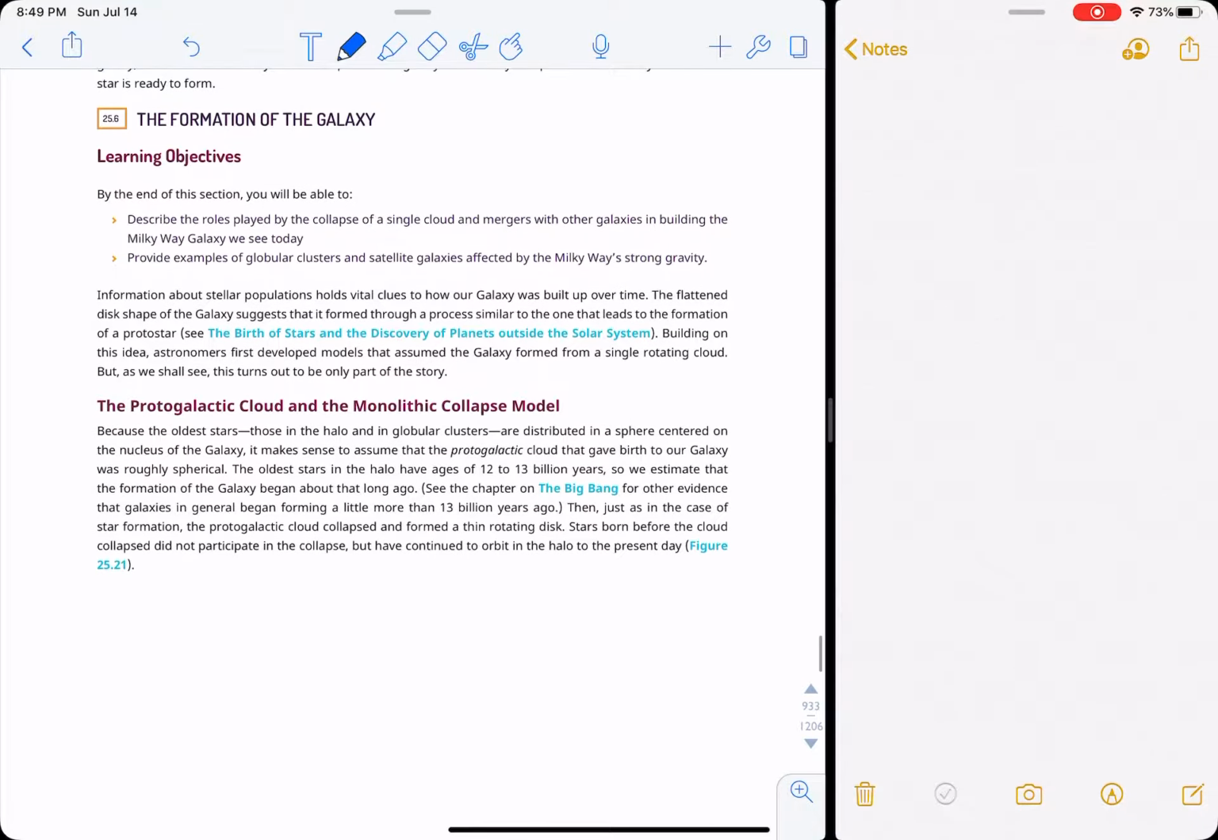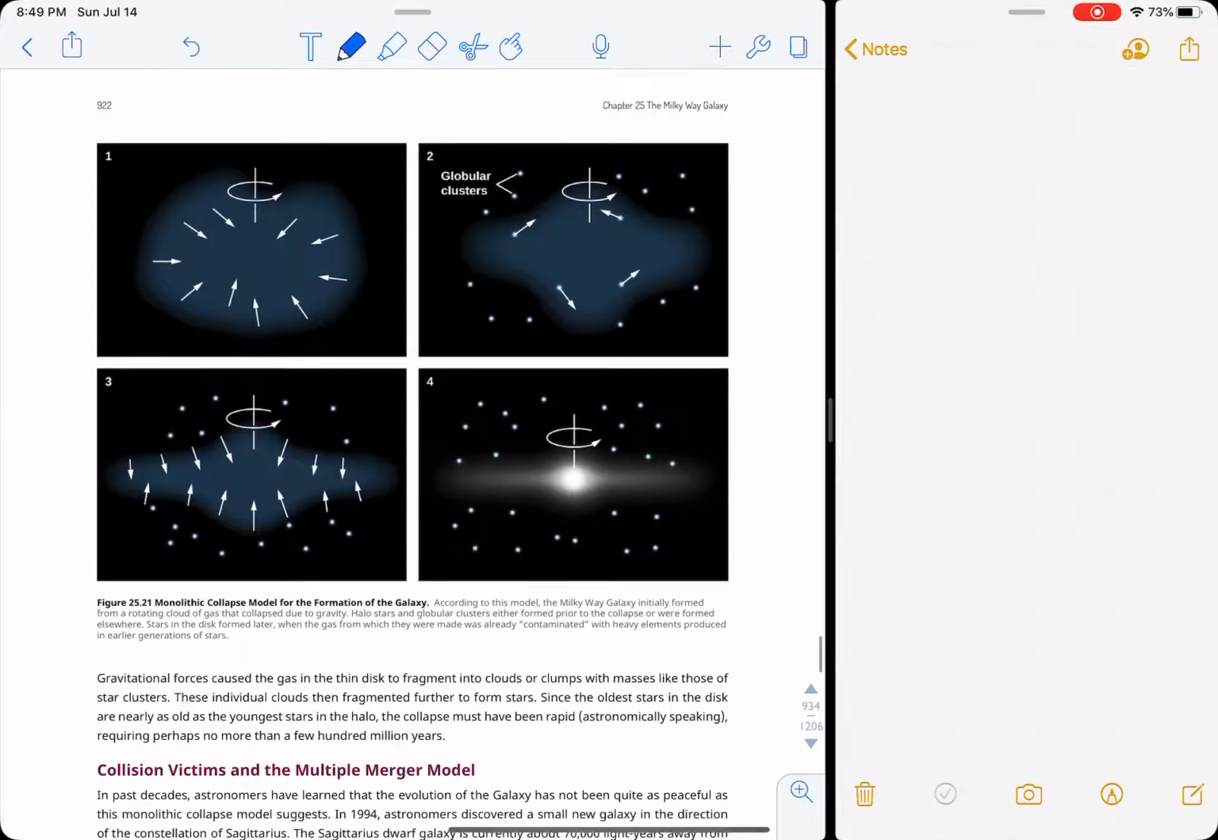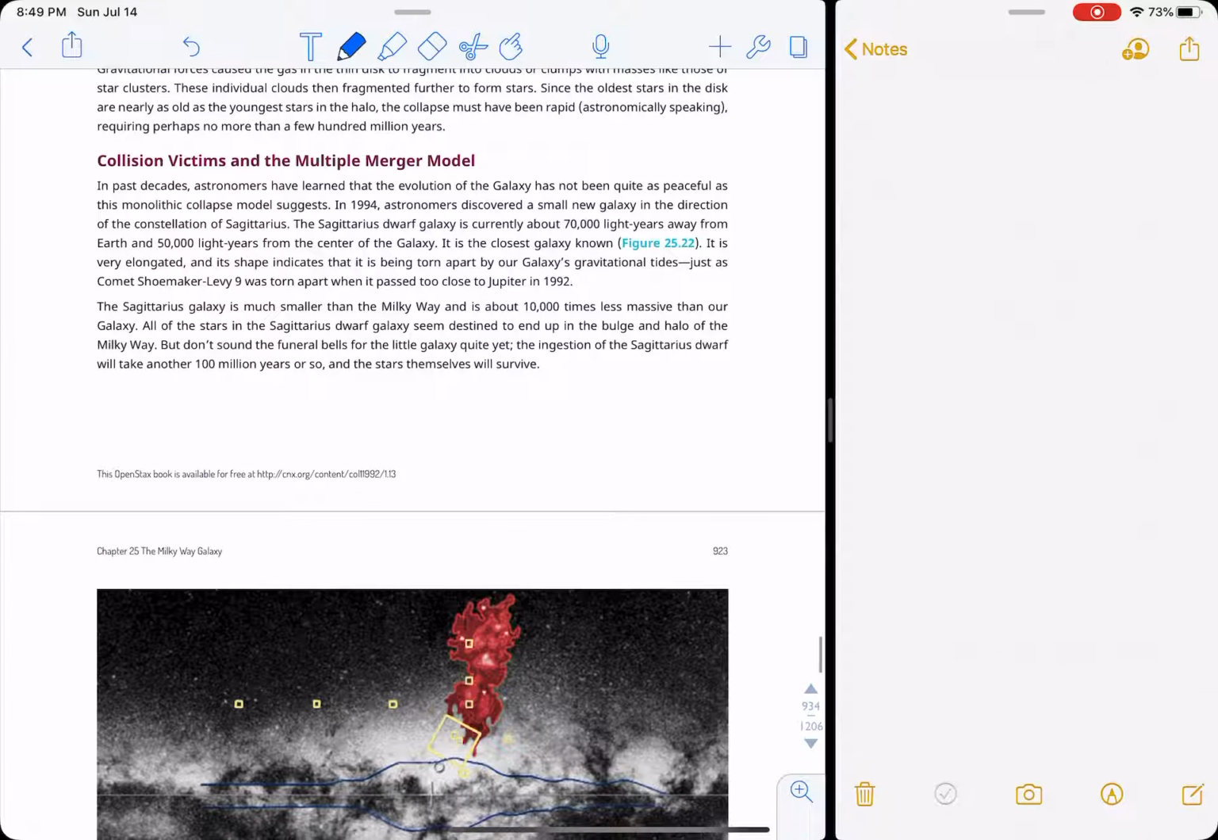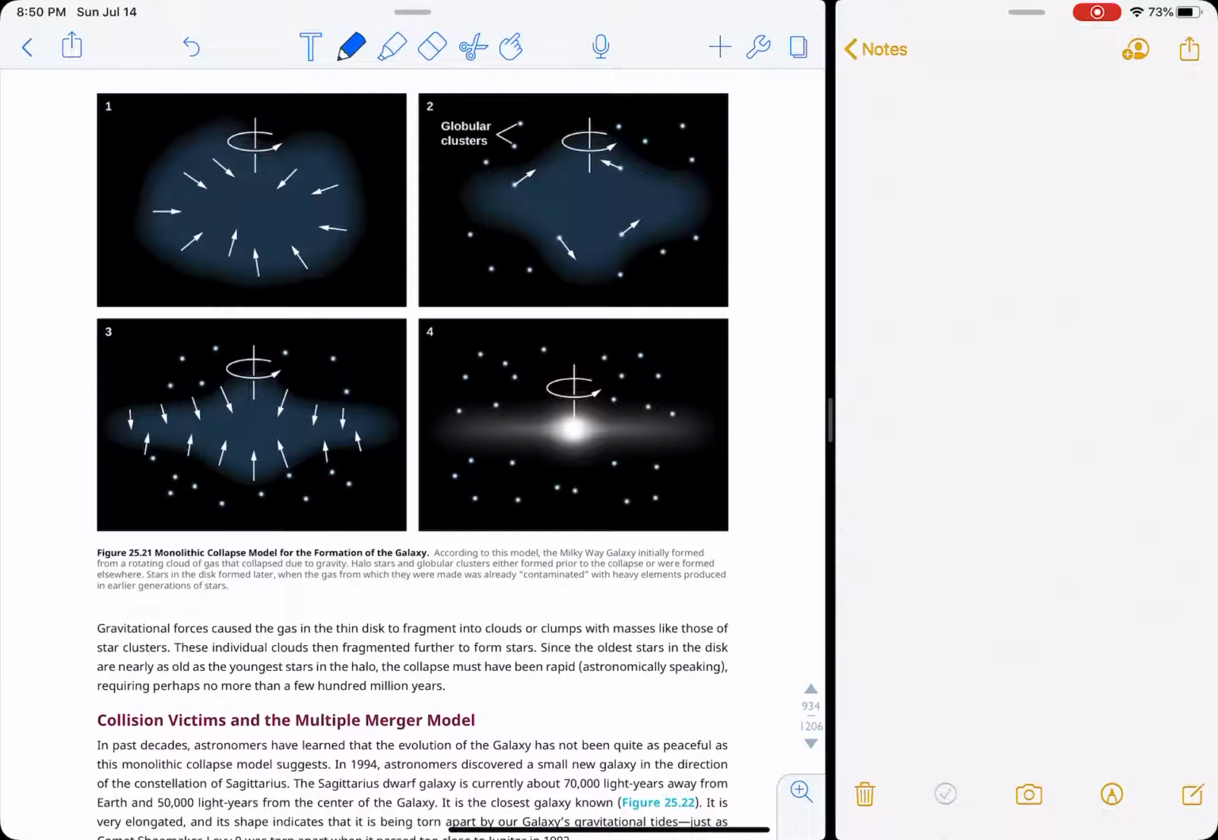So how did the galaxy form? The idea is that gas falls down, creates stars, continues to fall down, creates more stars, and then you end up with the galaxy here. So you have some globular clusters here that formed out of the initial collapse, and then the centermost part, where most of the matter was, continues to form stars to today. This model is the monolithic collapse model.